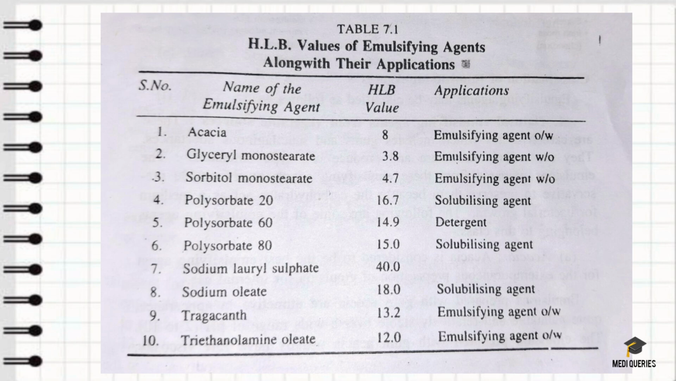The following table indicates the HLB values and applications of the emulsifying agents. The first emulsifying agent is acacia. It has an HLB value of 8 and it forms an O/W type emulsion. Next is glyceryl monostearate, with an HLB value of 3.8, a W/O emulsifying agent. Sorbitan monostearate has 4.7, also a W/O emulsifying agent. Polysorbate 20, 60, 80 have HLB values as given, and are used as solubilizing agents or detergents. Other emulsifying agents are sodium lauryl sulfate, sodium oleate, tragacanth, and triethanolamine oleate. All these emulsifying agents used for preparation, along with their HLB values, are given in this table.